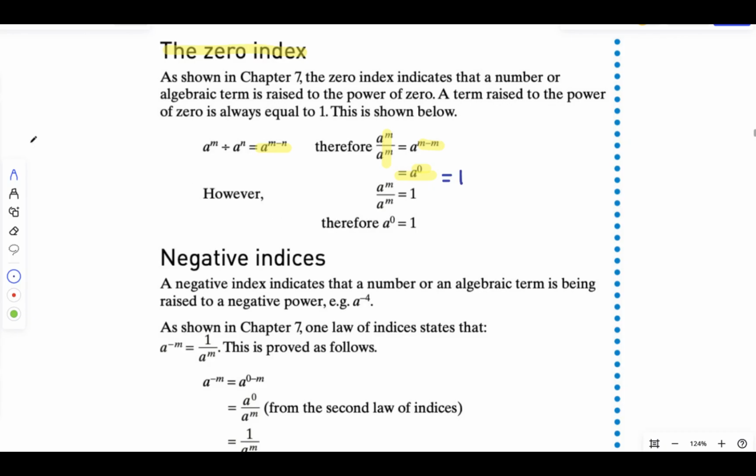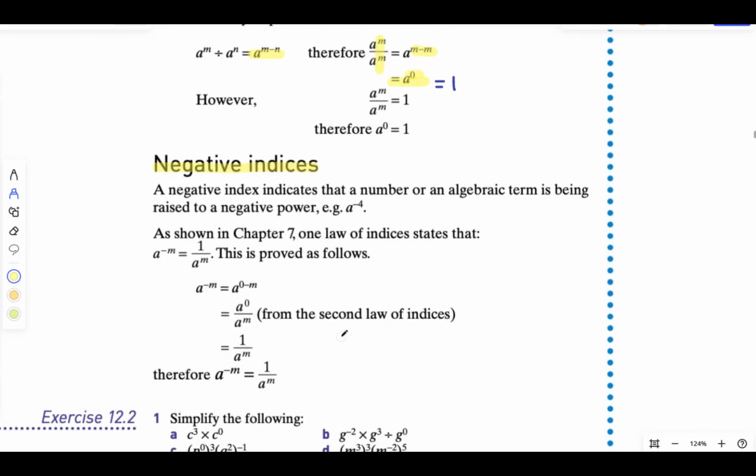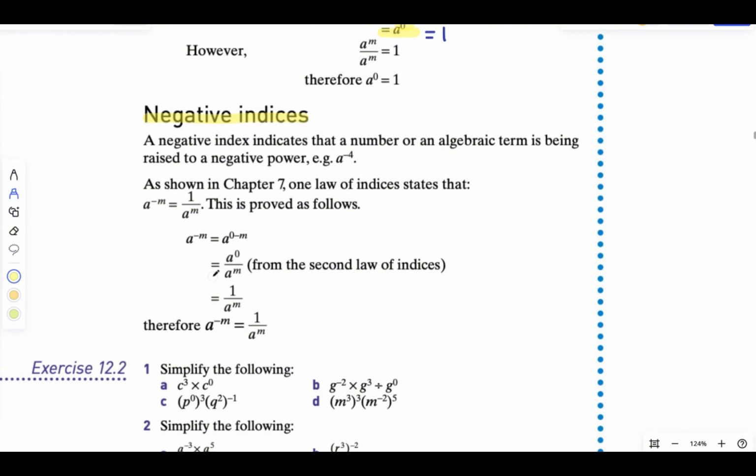Now we go to negative index quickly, as fast as we can. For negative index, we're going to have a negative power, meaning the first power is smaller than the second power. Then we get a negative index. Is that okay? If I have a raised to the power minus m, this negative will become 1 over a raised to the power m. This negative becomes a fraction.